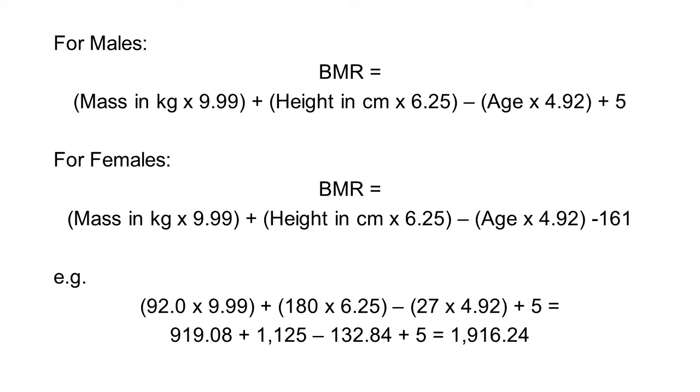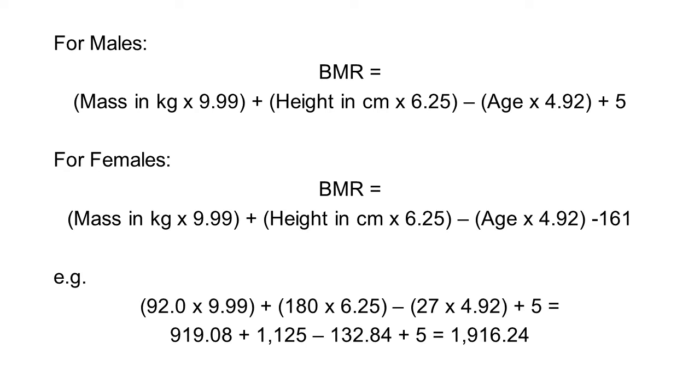But if you're female, take away 161. So for me, 5 plus 1911.24 gives me 1916.24 calories. That number is my basal metabolic rate.